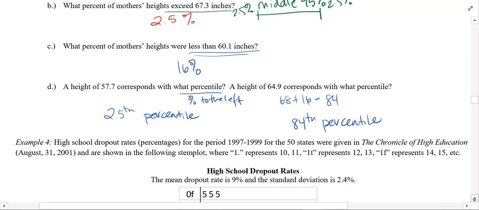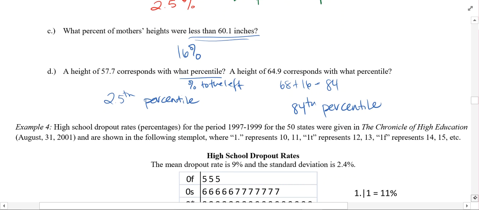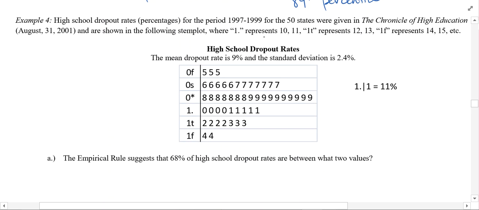All right, high school dropout rates in percentages for the period of 1997 to 1998 for the 50 states were given in the Chronicle of Higher Education and are shown in the following stem plot. The stem plot is just broken up more than just high-low. It's just separated more. That's all you really need to know about this. So like one dot represents 10 and 11, one T represents 12 and 13, one F, 14 and 15, etc. So it's just broken up a lot more.